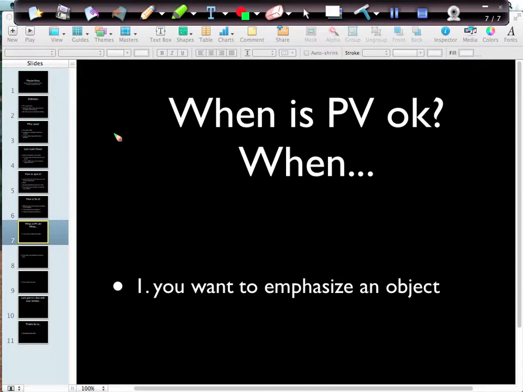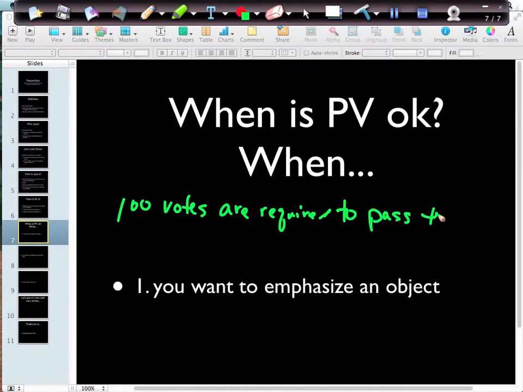For example, just a quick example pulled from the newspaper. 100 votes, and you would write that out, are required to pass the bill. Okay, is that passive voice? Is the construction passive voice? Yeah. Absolutely, okay? Would it make the sentence any more clear if we switched anything around? The bill requires 100 votes, okay?